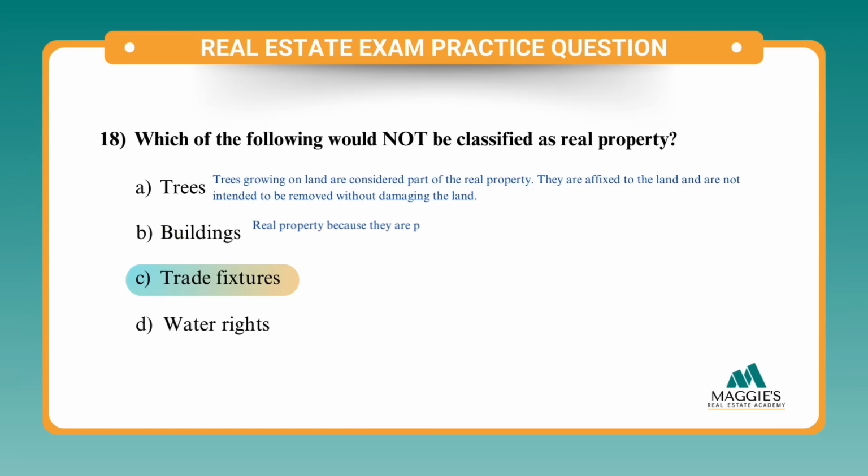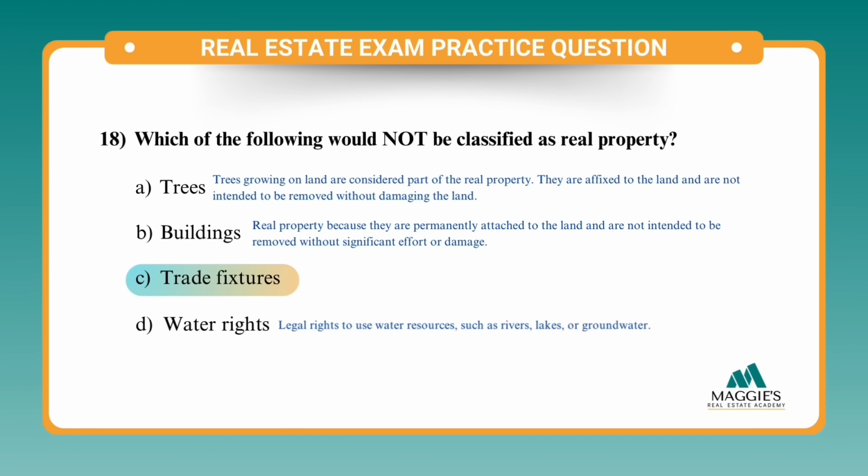Now, buildings and structures erected on land are integral parts of the real property. They are permanently attached to the land and are not intended to be removed without significant effort or damage. And water rights, well, water rights refer to legal rights to use water resources such as rivers, lakes, or groundwater. While water itself is not considered real property, the rights associated with its use and access can be classified as real property interests.